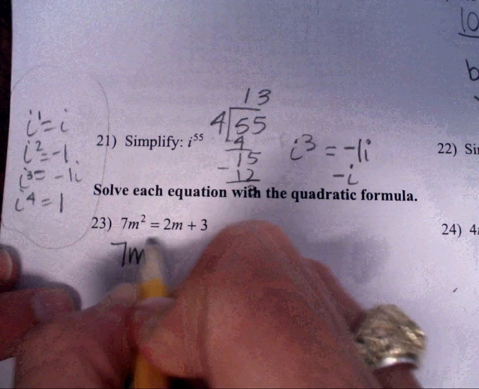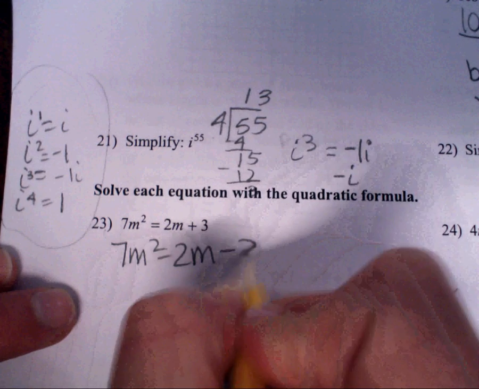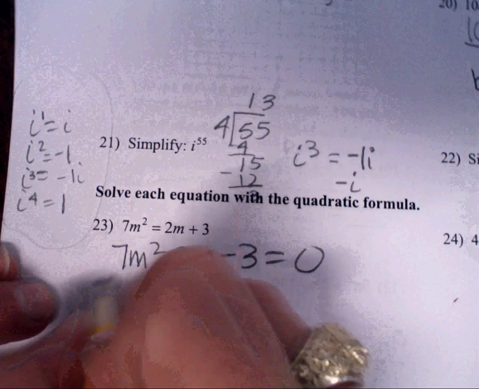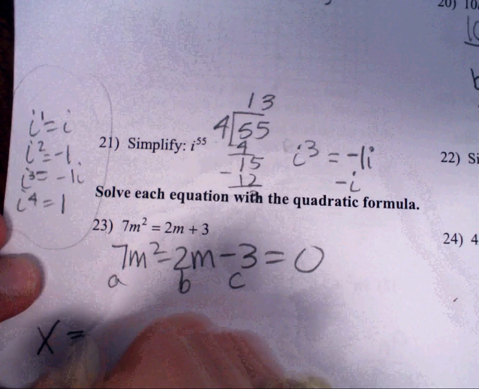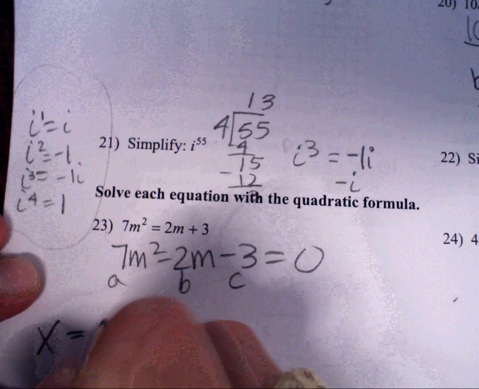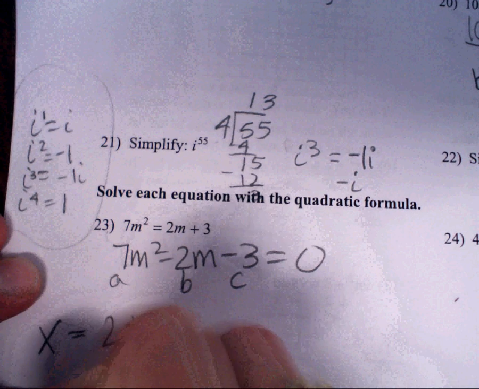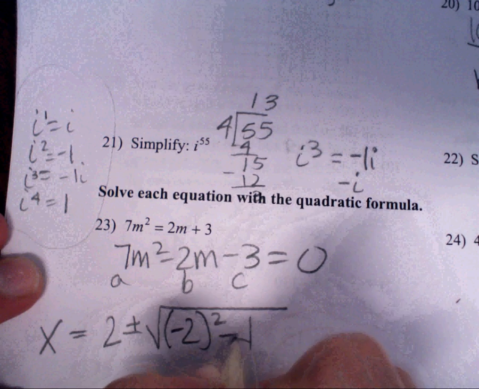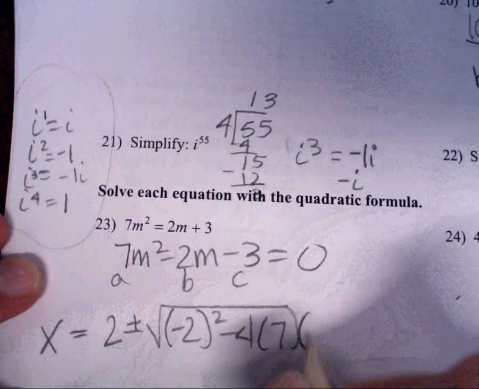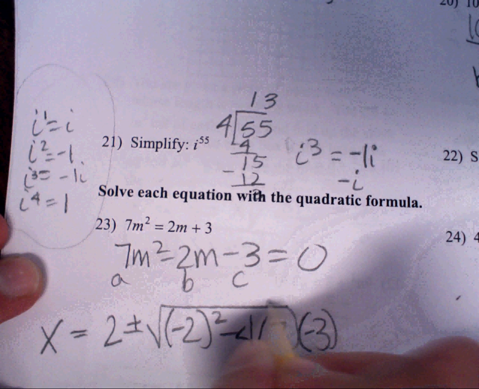Alright, so for the quadratic formula, you want to get it equal to 0, or put it in standard form is another way to say that. Here's a, b, and c. So x equals negative b, which it's going to turn that positive, plus or minus the square root of b squared minus 4ac all over 2a.